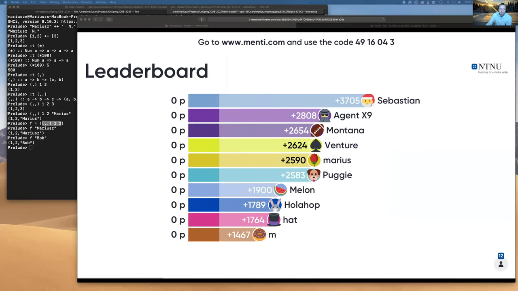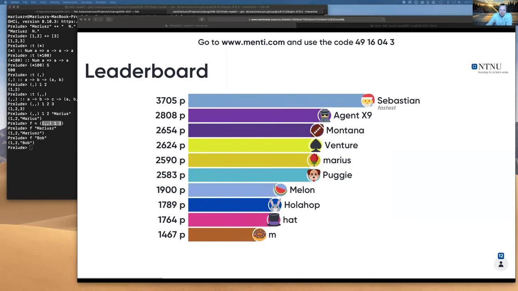All right, so Sebastian is leading the pack. No contest there. And then we have a bit of a staircase.